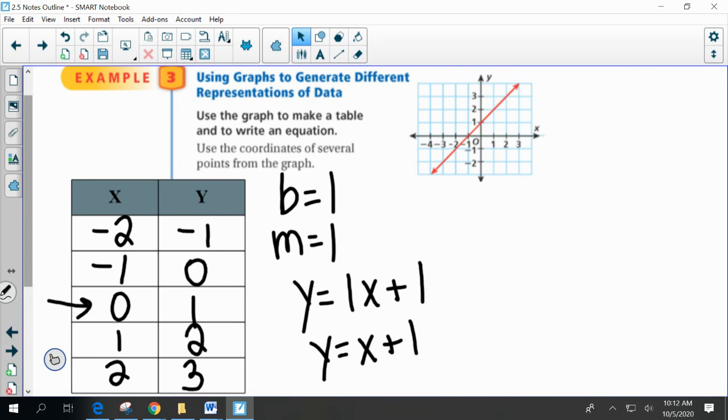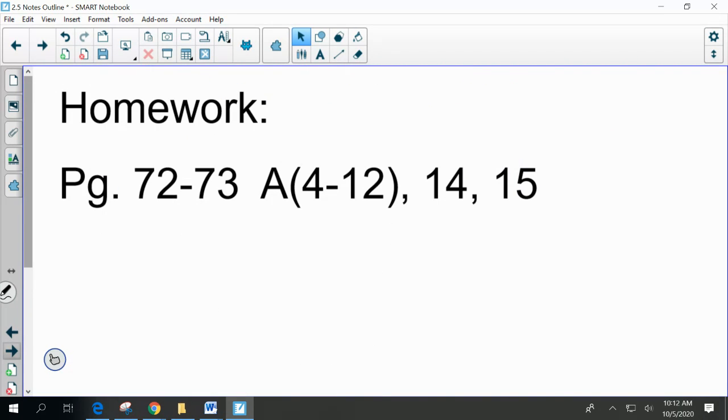Okay, so for your assignment, it is pages 72 and 73, and you will need some graph paper.